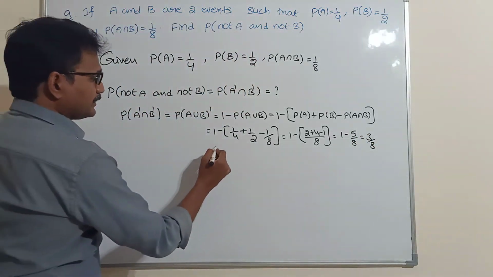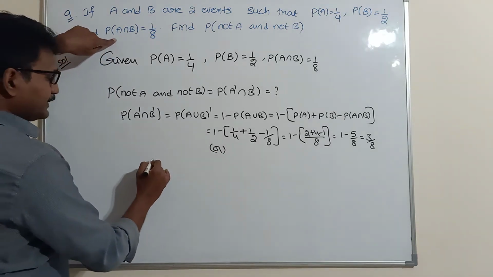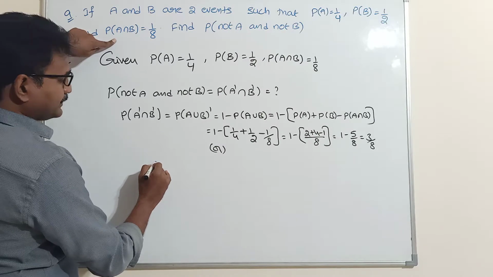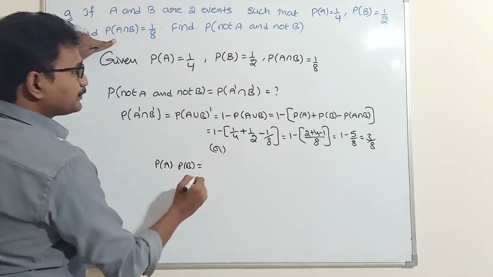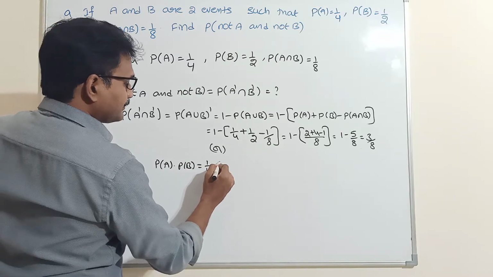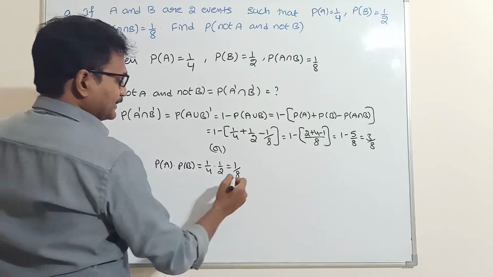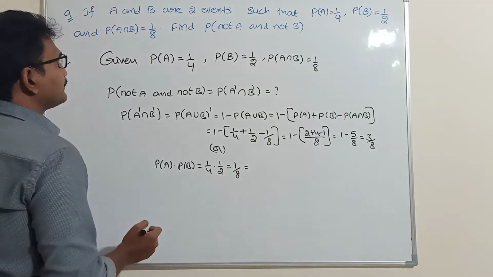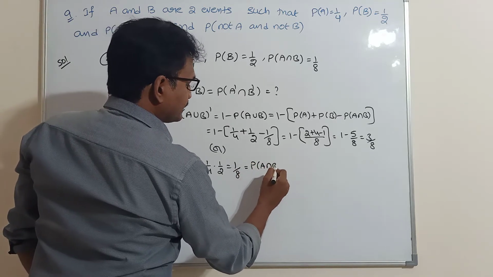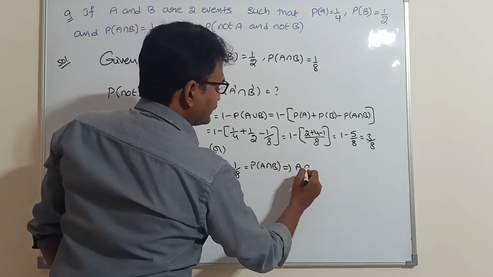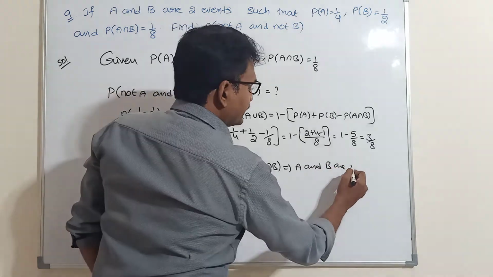Or we can do this problem in a second method also. So P of A intersection B is how much? 1 by 8. P of A into P of B is how much? P of A into P of B is 1 by 4 into 1 by 2, 1 by 8. If you multiply these two probabilities, you will get 1 by 8, which is also equal to P of A intersection B. Therefore, A and B are independent events.